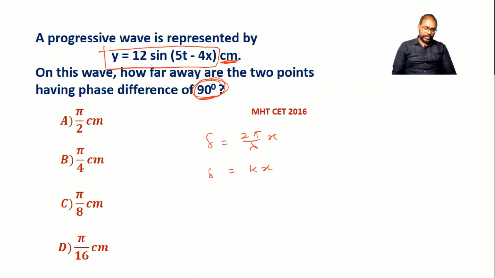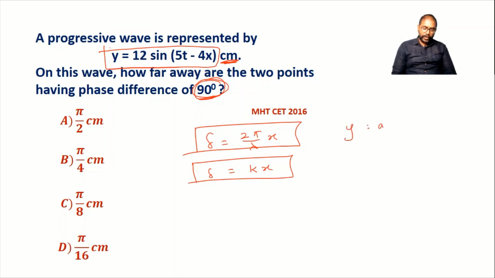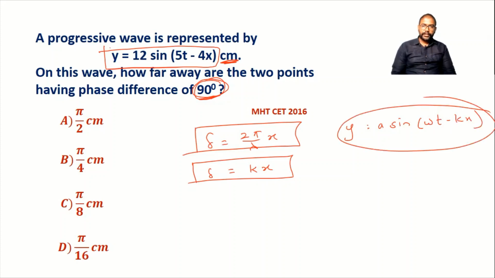2 pi by lambda is also called the propagation constant k. So you can use this formula. Now we can compare this equation with the standard equation. The standard equation is y is equal to A sine omega t minus kx, where capital A is the amplitude. By comparing this equation with this, we come to know that k is equal to 4. And this x we have to find out. Delta is 90, so we have to substitute in radian. 90 means pi by 2.